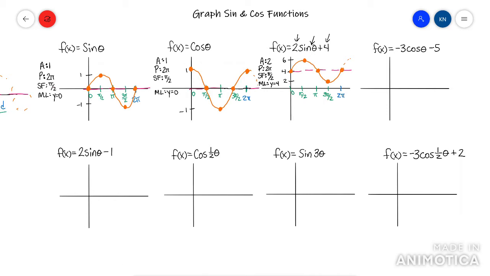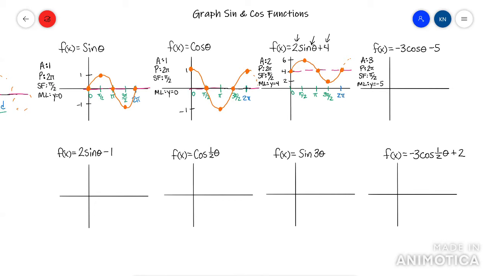The first number is your amplitude. So this one, you can just call it 3. You don't have to call it -3. You're just saying it goes up 3, down 3 off of the midline. There's no b value. So that means my period is still 2 pi, which means my scale factor is still 2 pi divided by 4, which is pi over 2. And the last number is your midline. So this one would be y equals -5.